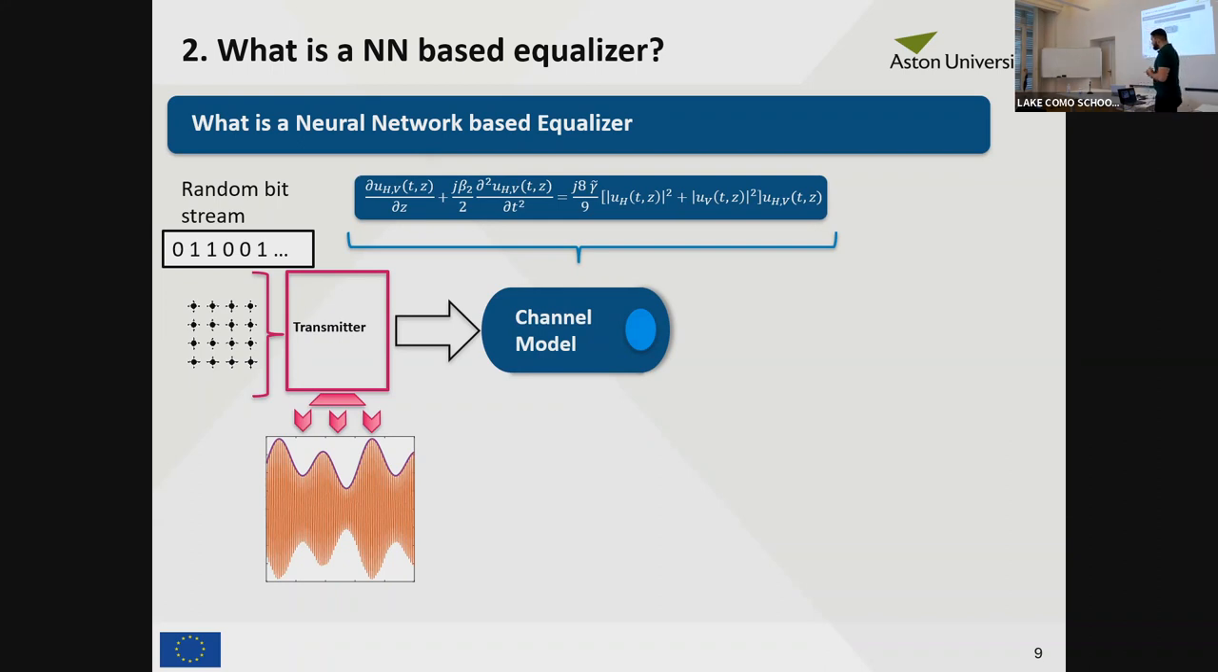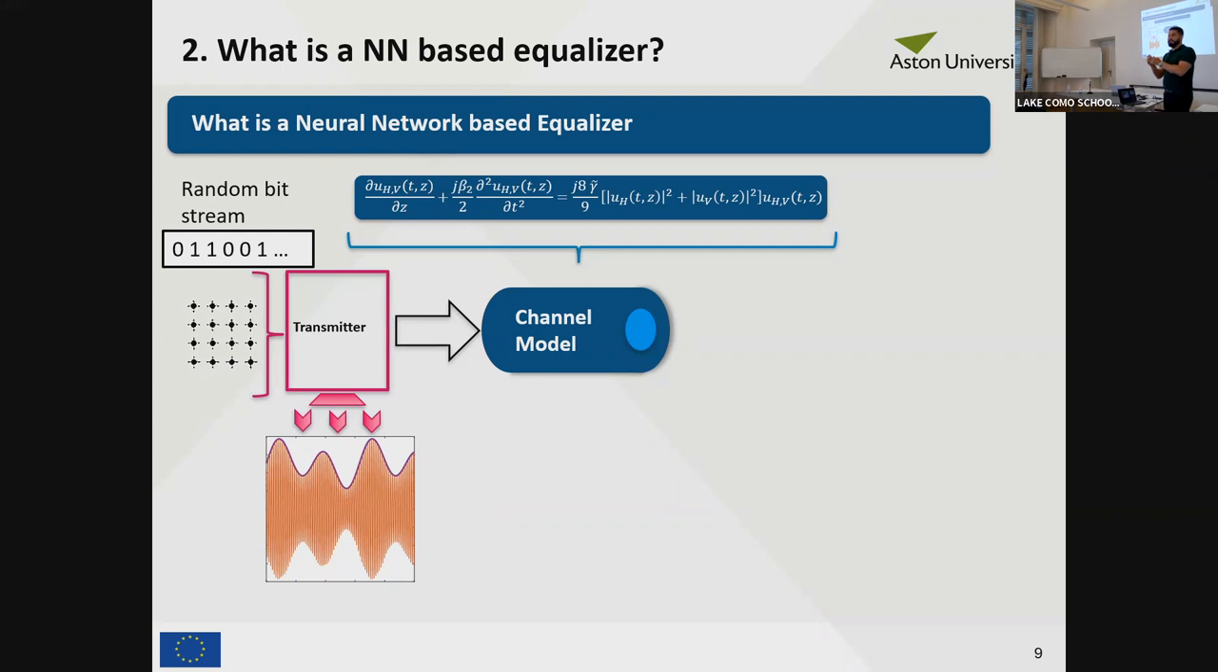This equation has no analytical solution. We need to solve it with some methods. One of those methods is the split step Fourier method. And in here, I just want to highlight the effects that are happening inside of the fiber.